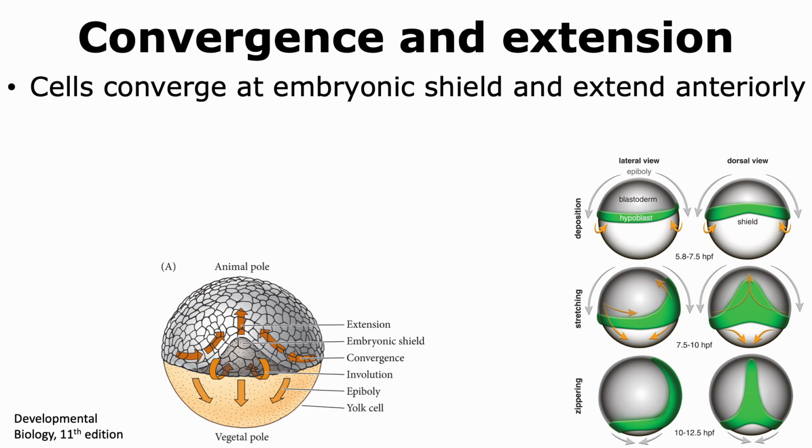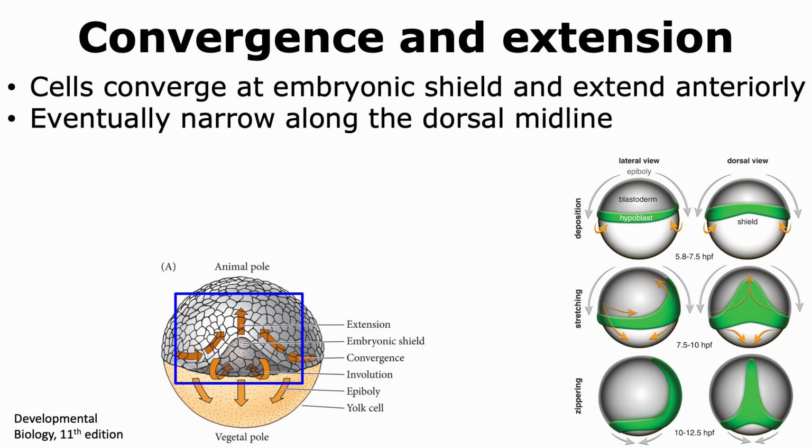Now, during the development process, cells converge at the embryonic shield and they extend anteriorly. And this is what is shown in the figure in the blue box, where we can see that cells move downwards to cover the yolk cell, but through the process of epiboly, we are also seeing cells being rolled under, which is forming the hypoblast, and those cells will undergo convergence, and they tend to extend upwards towards the anterior region.